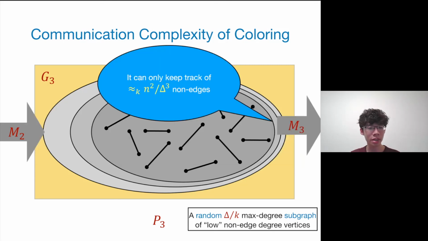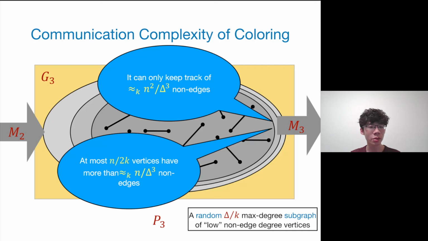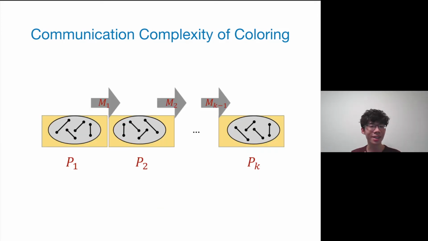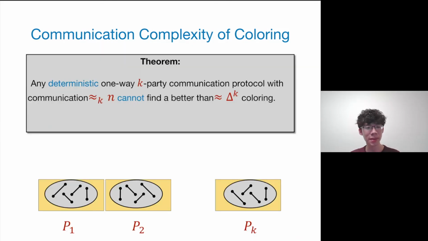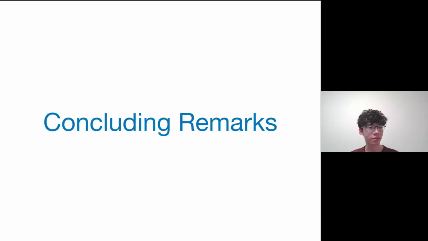We can keep going and going. We get n squared over delta cubed here, and then after k times we get exactly what we expect. There's still going to be about n over 2 vertices here because we did not throw away too many vertices every time we made the base graph smaller. And in this final subgraph, there's no way to color it with less than about delta to the k colors. And that's exactly what we wanted to prove: that any deterministic one-way k-party communication protocol with communication about n cannot find a better than delta to the k coloring. So this completes the proof of the main theorem as well.